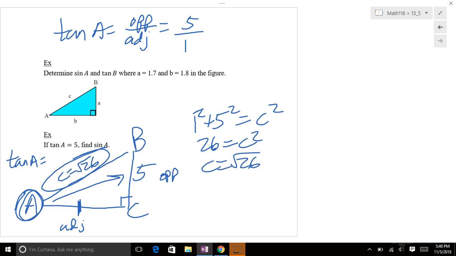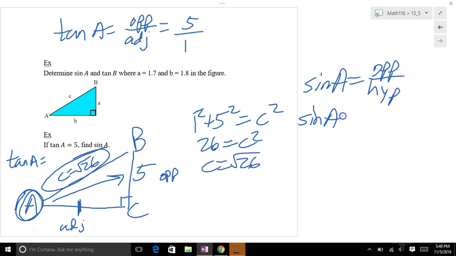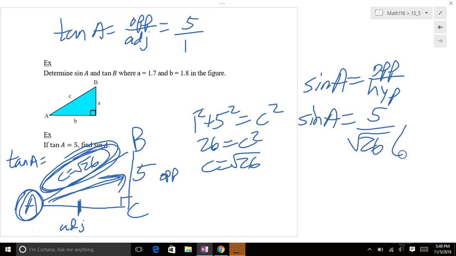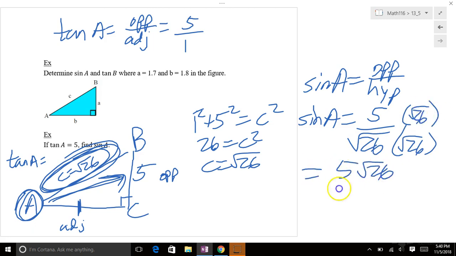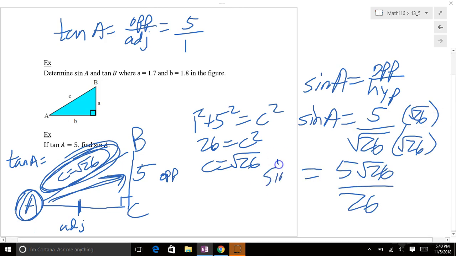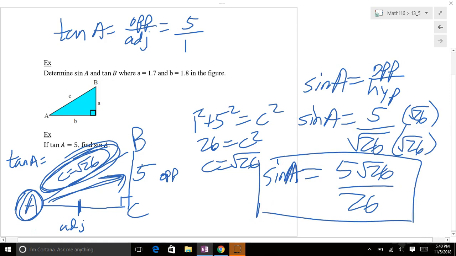Now we can find the sine of A, because the sine of A is the opposite over the hypotenuse. With respect to A, the opposite side is 5 and the hypotenuse is the square root of 26. Now you have to rationalize that, so multiply by square root of 26 over square root of 26. You get 5 root 26 over 26. That's the sine of A when the tangent of A is given.